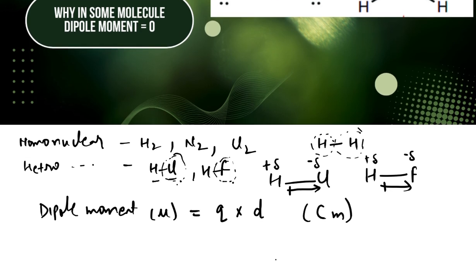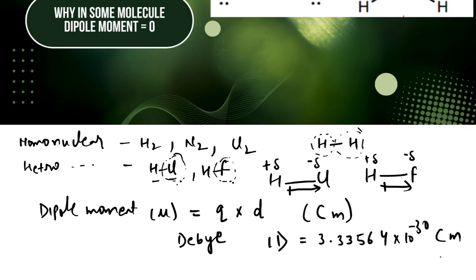But there is another famous unit that we normally use for this, called the Debye, which is named after a Dutch scientist. 1 Debye is equivalent to 3.33564 × 10^-30 coulomb meter. This will be useful if you get a numerical, but normally you will be given the dipole moment in terms of Debye. I hope everything is clear till now.